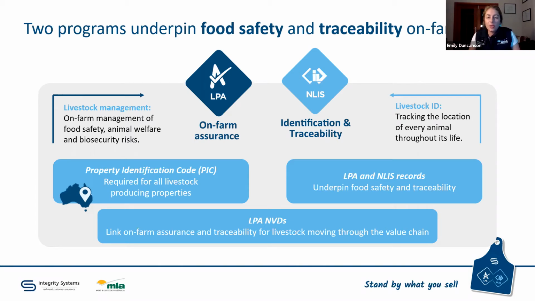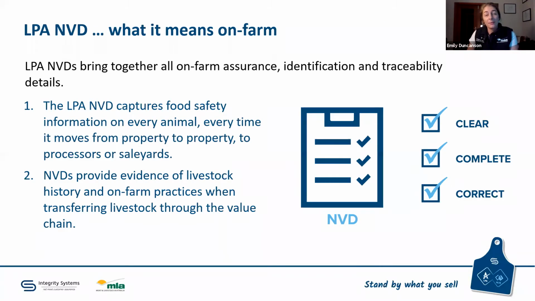For an industry that exports a high proportion of its product overseas, it's very important that we have such a strong and effective national system. When animals are being transferred between PICs, that's really where LPA and NLIS come together. So it's based around the livestock movement, and that is the LPA National Vendor Declaration, or NVDs, as you can see on your screen.